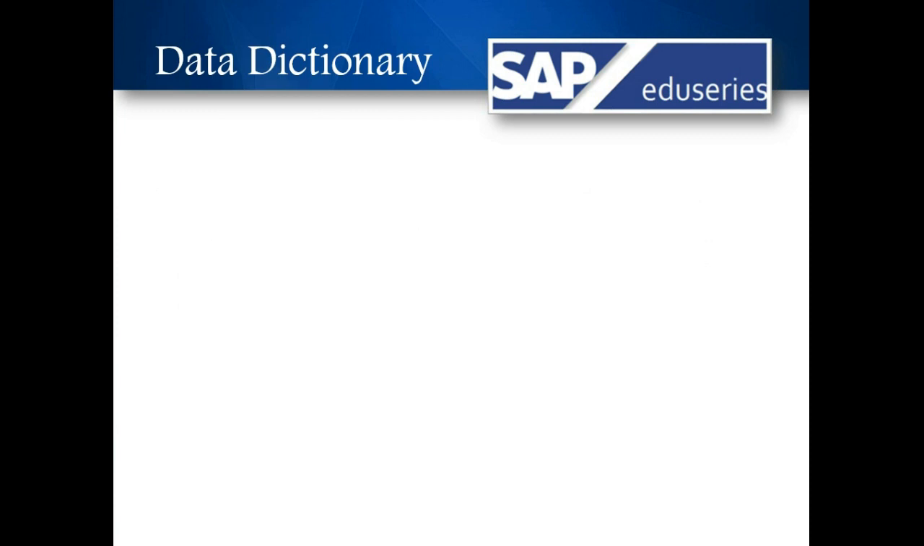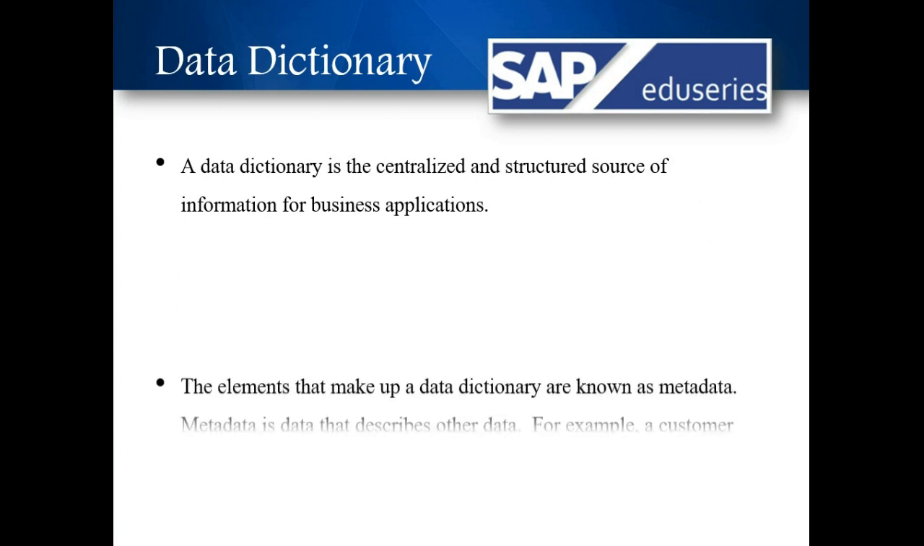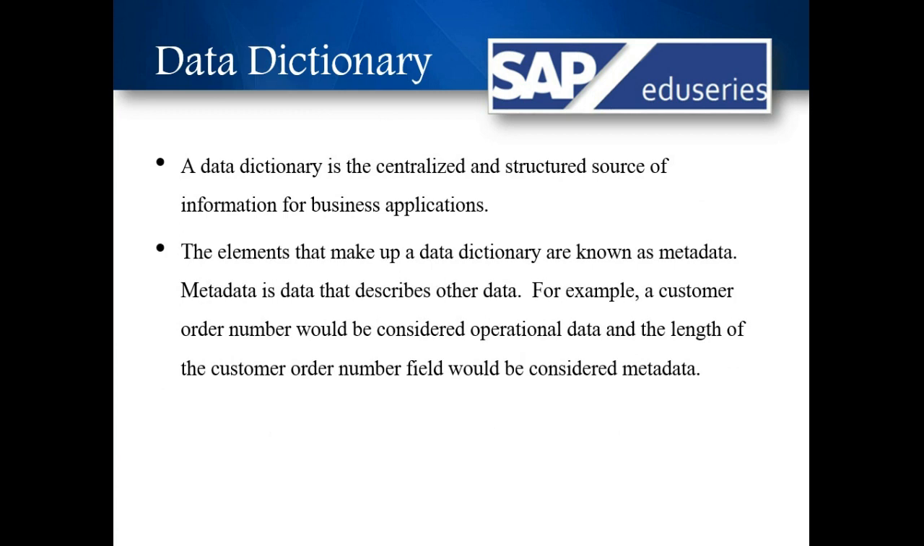A data dictionary is the centralized and structured source of information for business applications. The elements that make up a data dictionary are known as metadata. Metadata is data that describes other data. For example, a customer order number would be considered operational data and the length of the customer order number field would be considered metadata.